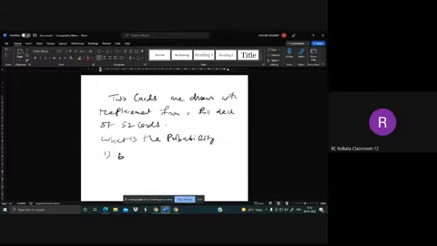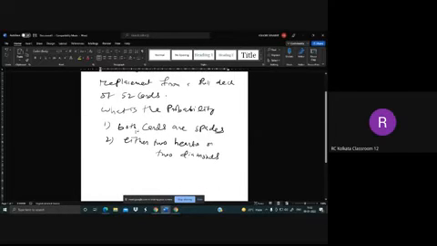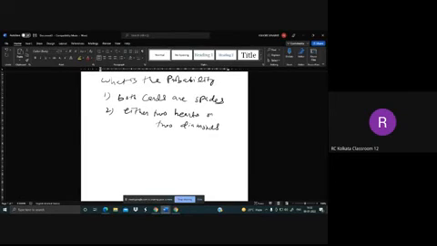Both cards are spades, and that are either two hearts or two diamonds. Second one is either two hearts or two diamonds. Okay. So let us see. What is the probability? Both cards are spades. So let me answer. Very simple.